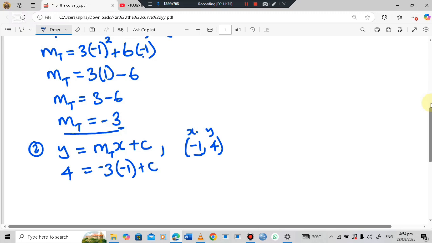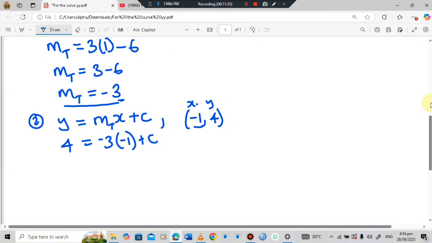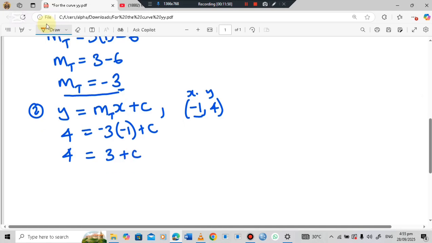So our aim here is to find the y-intercept. So we have 4 is equal to -3 times -1, which is +3, then plus c. To find the value of c, in other words, we want to isolate c, we are going to take away 3 from both sides, all right? So we are going to have 4 minus 3 is 1, is equal to, this becomes a 0, c. So c is equal to 1, right?